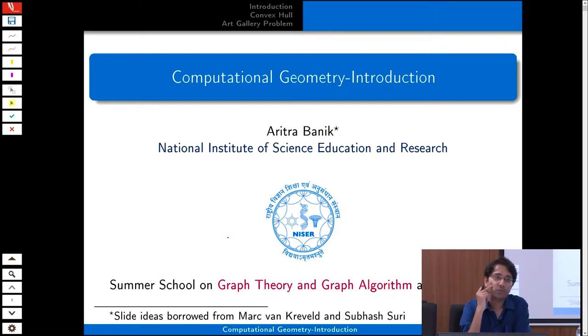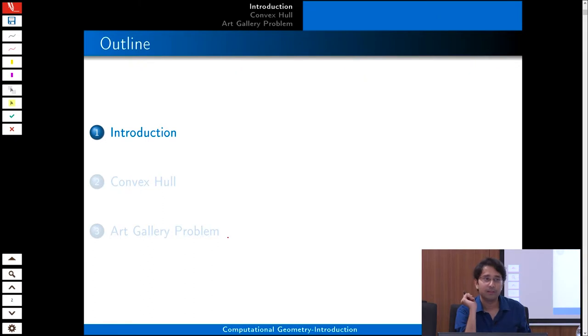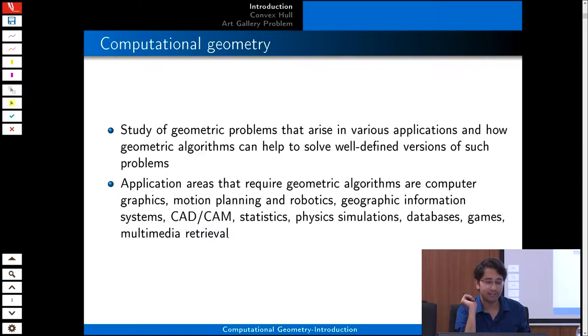So we'll be discussing two algorithms. One is on convex hull. I'll define what convex hull is. And the second problem I will discuss is an art gallery problem, which is nice, because I like this problem very much because, first of all, it has a geometric flavor, and second is the proof technique that is being used to prove the theorem. We'll come to that. But let's start our discussion with some boring topics, like what is computational geometry?